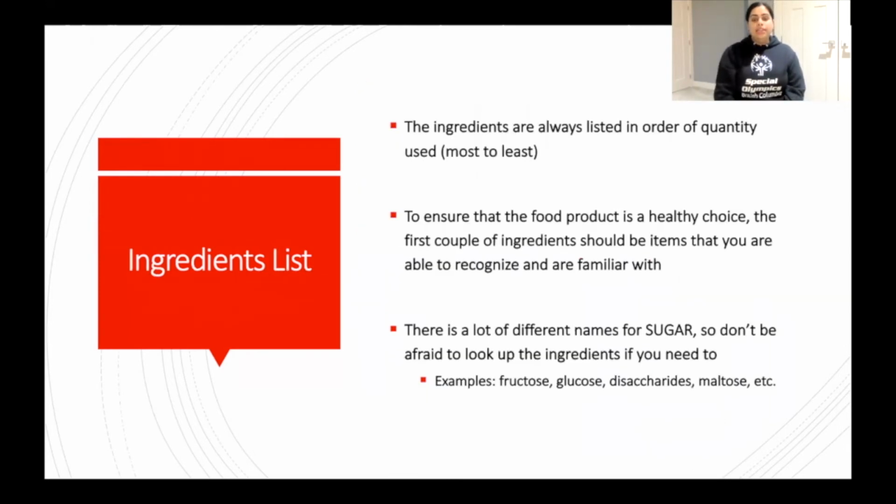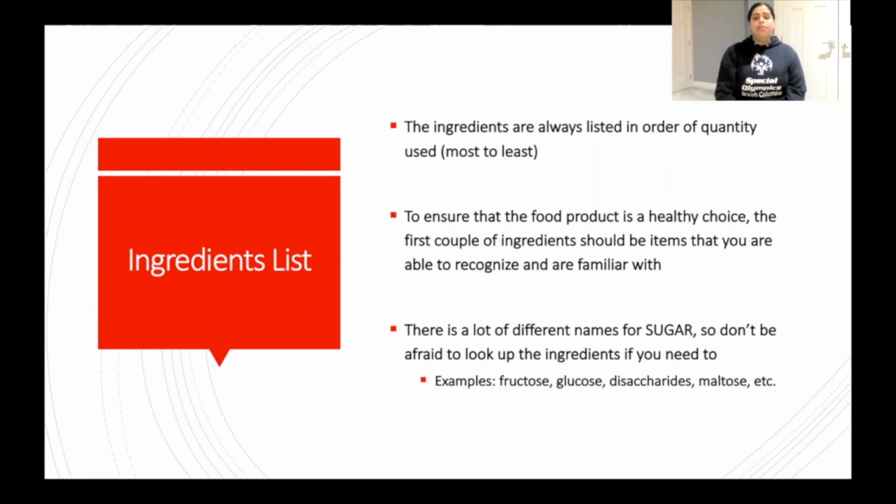So the second component of the food label is the ingredients list. The ingredients are always listed in order of quantity. So the most used will be at the very top, and the least used ingredient will be at the bottom of the list. To ensure that the food product is a healthy choice, the first couple of ingredients should be items that you are able to recognize and are familiar with. These shouldn't be long names that you don't know how to pronounce or you don't know what they are. There are a lot of different names for sugar, so don't be afraid to look up the ingredients if you need to.